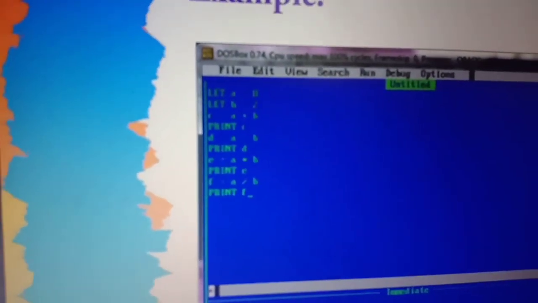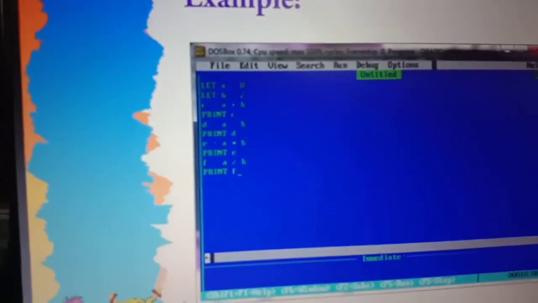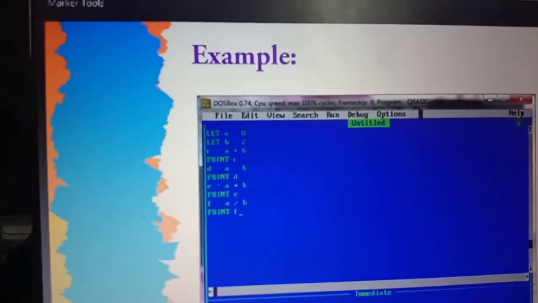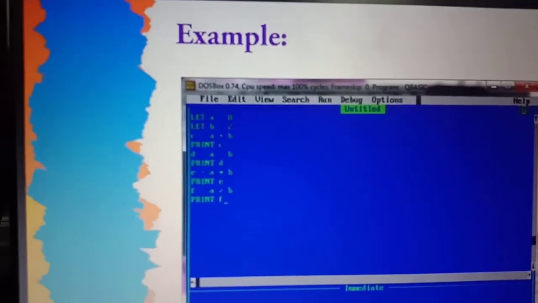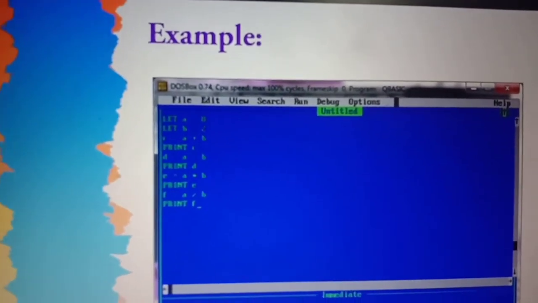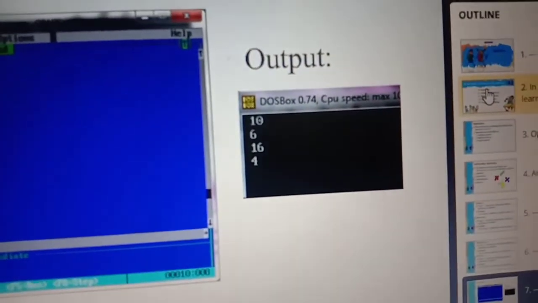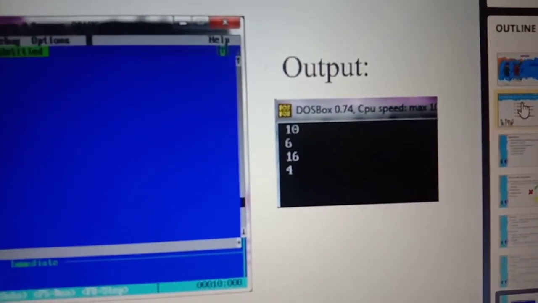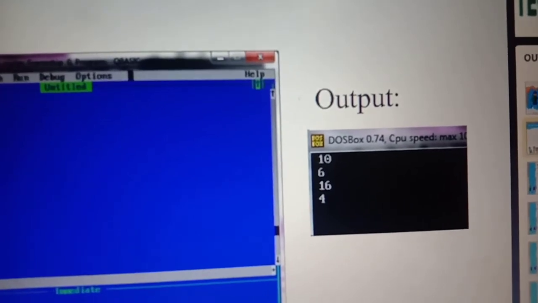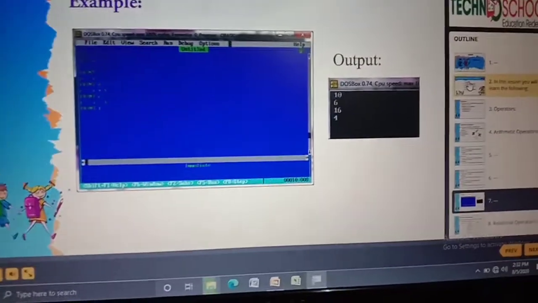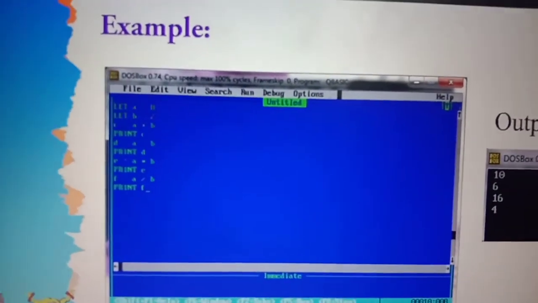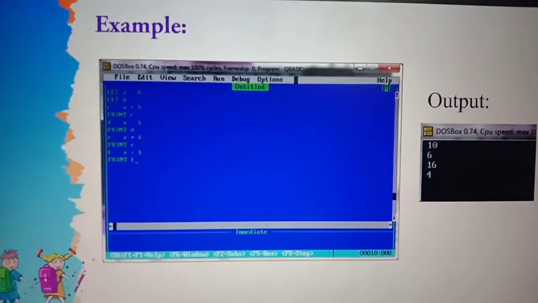Next, I'll show you a sample example here. Let A equal to 8, B equal to 2, C equal to A plus B. So we need a C variable, right, to store a value. So you can do the same thing. A plus B equal to 10. A minus B equal to 6. 8 twos are 16. 8 by 2, 4. So this is the program. You can try it at home if you have the QBasic program.